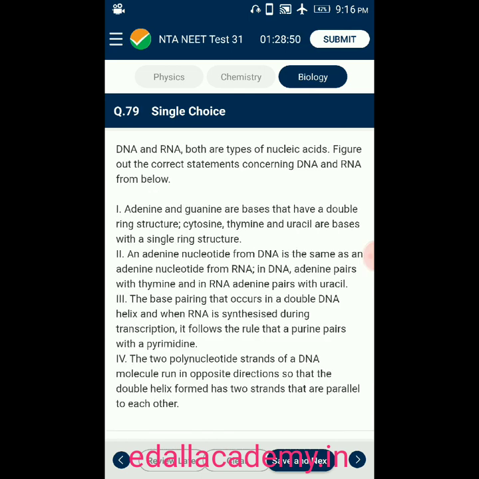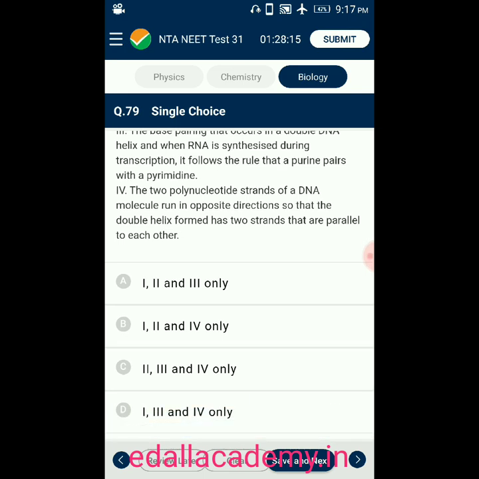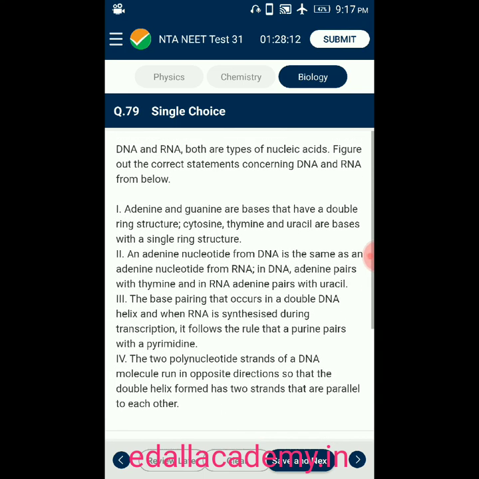Question number 79. DNA and RNA both are types of nucleic acids. Figure out the correct statement concerning DNA and RNA from below. Adenine and guanine are purines which have two ring structures, whereas thymine, uracil and cytosine are pyrimidines which have single ring structures. The nucleotides of DNA and RNA are not the same as the sugar molecule is different: ribose in RNA and deoxyribose in DNA. So the answer for this question is option D. First, third and fourth statements only are correct about DNA and RNA.